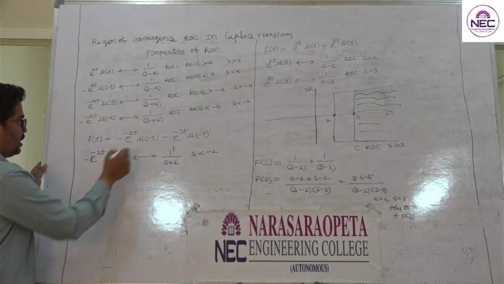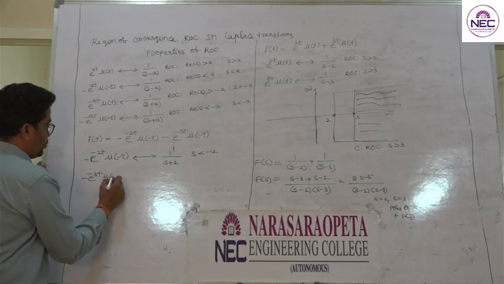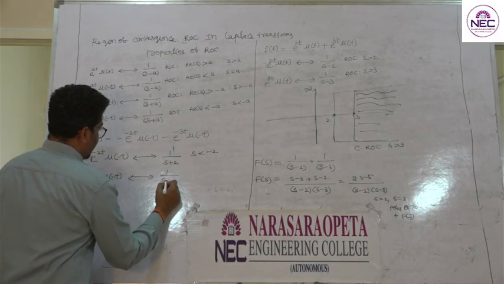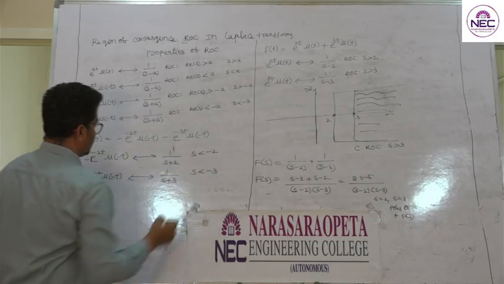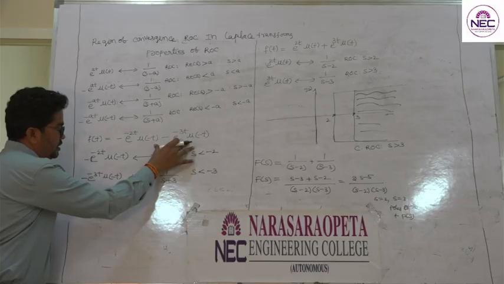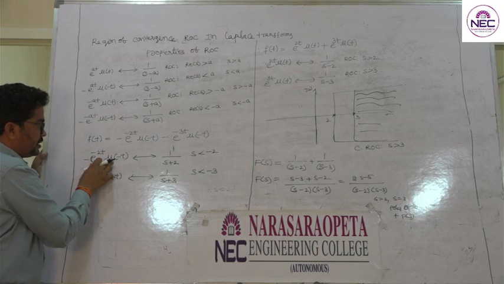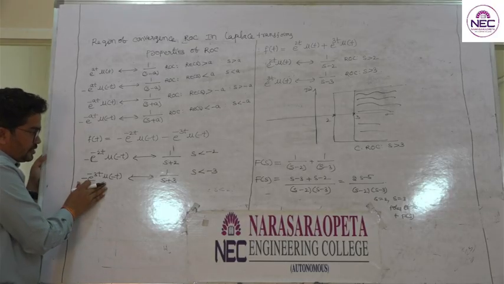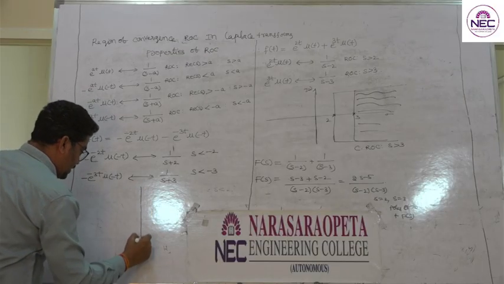Okay, ROC. Another signal here, minus e power minus 3t into u of minus t, is 1 by s plus 3, with s less than minus 3. Okay, f of t is a combination of two left side signals. The first one, minus e power minus 2t u of minus t, is a left side signal, so it has a left sided ROC. The other is also a left side signal with a left sided ROC.